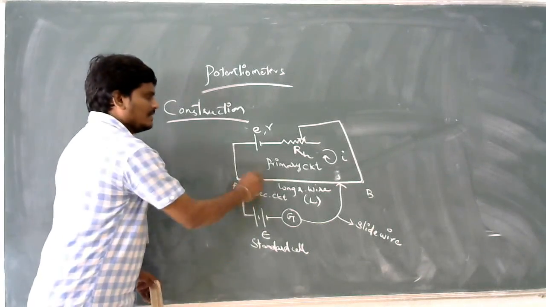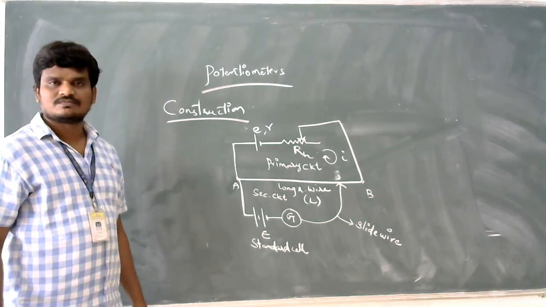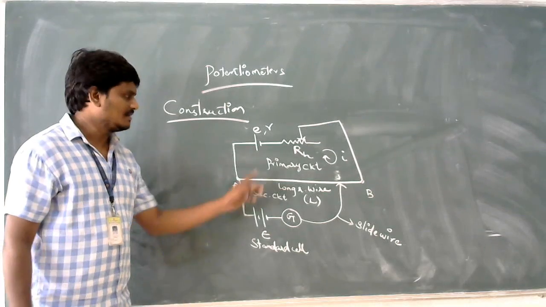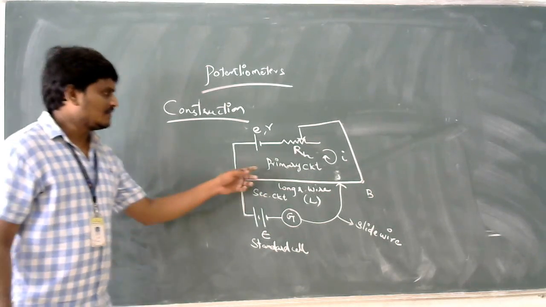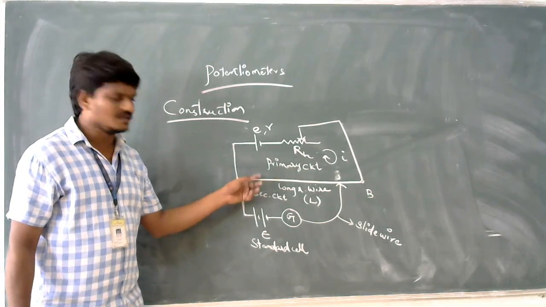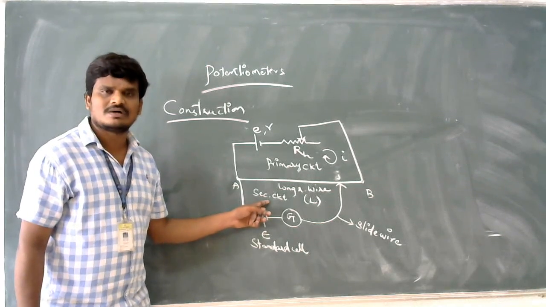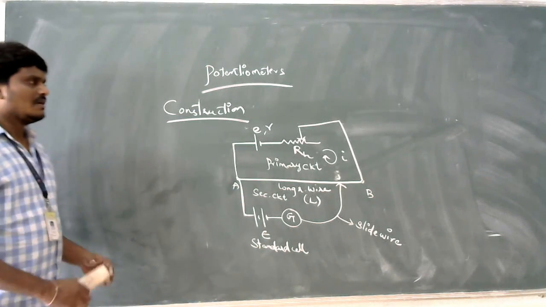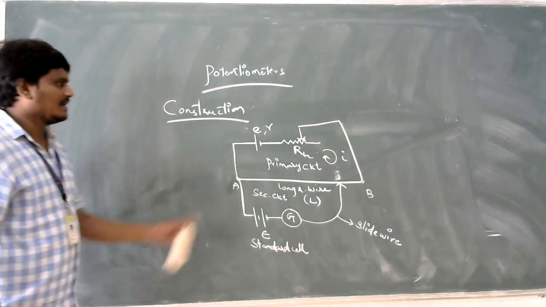Now, coming to them, we have two circuits. When I am constructing a potentiometer, it has formed two circuits. The first circuit is considered as the primary circuit, and the second circuit is considered as what? Secondary circuit. Now, let me write the expression for current.